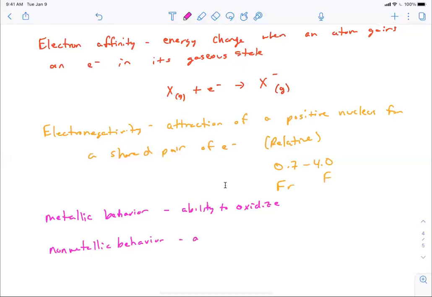Whereas non-metallic is the ability to reduce, or gain an electron. A species that wants to gain an electron wants to be, A, smaller, and B, have more nuclear charge, because that way you can pull the electrons closer in. Whereas a metallic atom wants to lose an electron, so you want bigger and bigger, more shielding, weak nuclear charge, which makes it a lot easier for the metal to react with whatever it's coming into contact with.